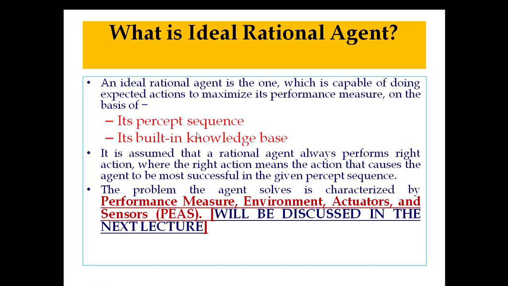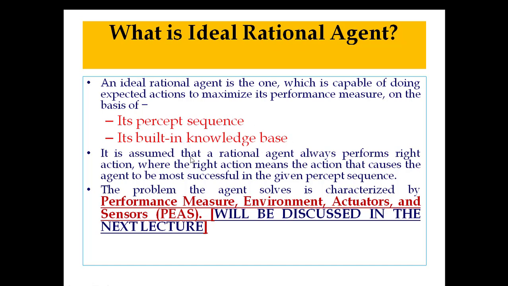Similarly, in case of AI, we have a knowledge base that performs exactly the same as a database. So built-in knowledge base means that for that agent, some knowledge base will be there where it is storing the knowledge that it has perceived through different percept sequences. So an ideal rational agent always tries to maximize the performance based on the percept sequence and built-in knowledge base.